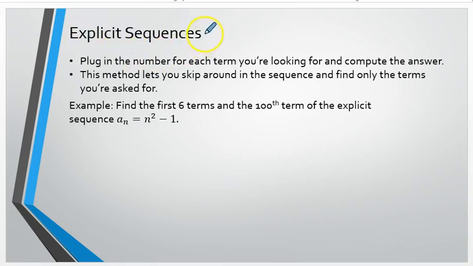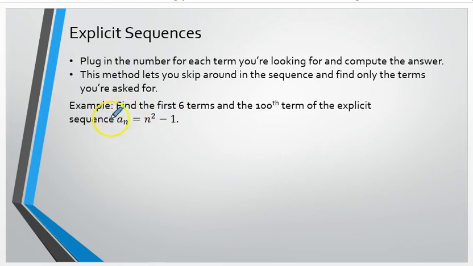So here, let's just focus on explicit sequences for a moment. The nice thing about explicit sequences is you're able to just plug in the number for any term you're looking for. So if you want the 50th term, plug in 50. This method is great because it lets you skip around in the sequence. You don't have to find all of the other terms. You only need to find the ones you're asked for. So here's an example of what an explicit sequence looks like. You can see that we have an expression defined with n and some operations being performed on it. In this case, we have n being squared, and we're subtracting 1.